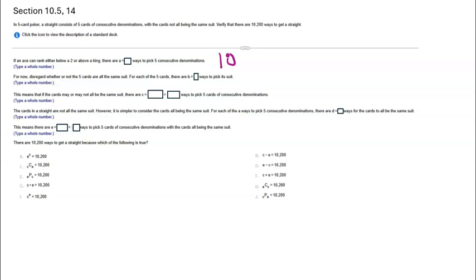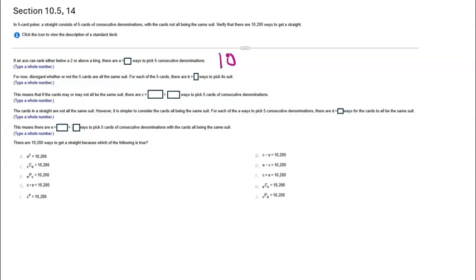Now it says for now, disregard whether or not the 5 cards are all the same suit. Because remember, they can't be all the same suit to have what is defined to be a straight. But we're just going to ignore that for now because it makes it easier. For each of the 5 cards, there are how many ways to pick the suit.